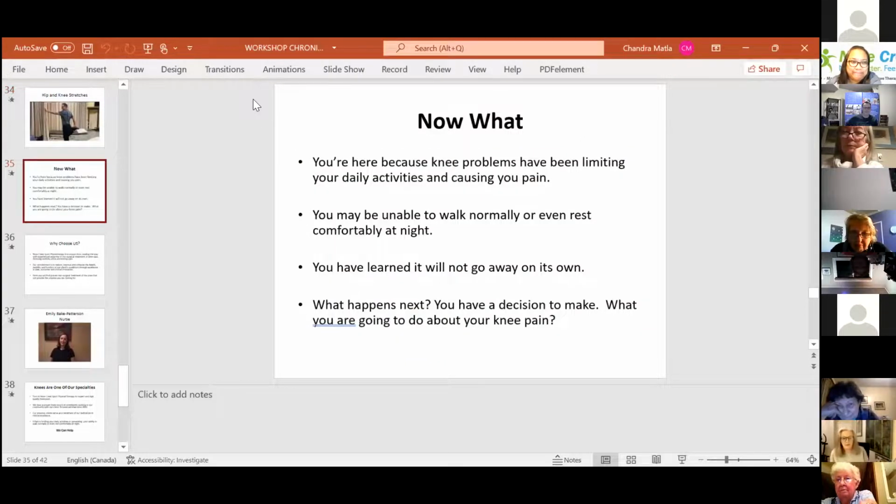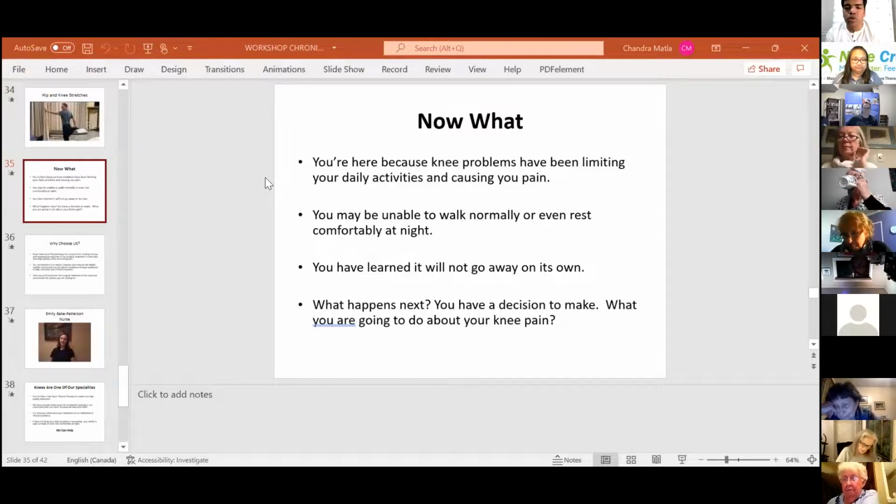So those are the common exercises, and there are different ways we can present. So what's now? You are here because you have the knee problem, right? It is limiting your day-to-day activities because it's giving the pain and limitation of the movement. And that is affecting your walking day to day, and even you have the pain at rest, right?